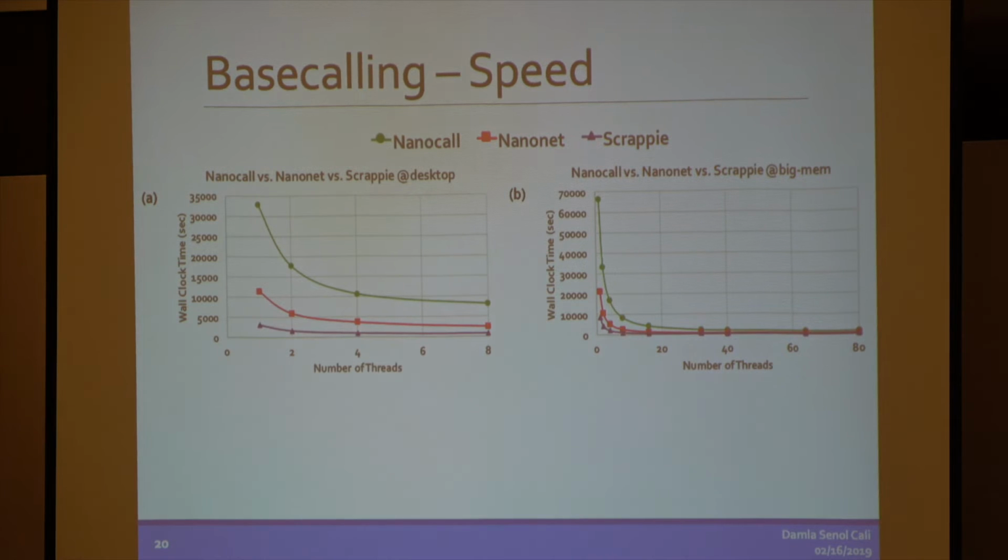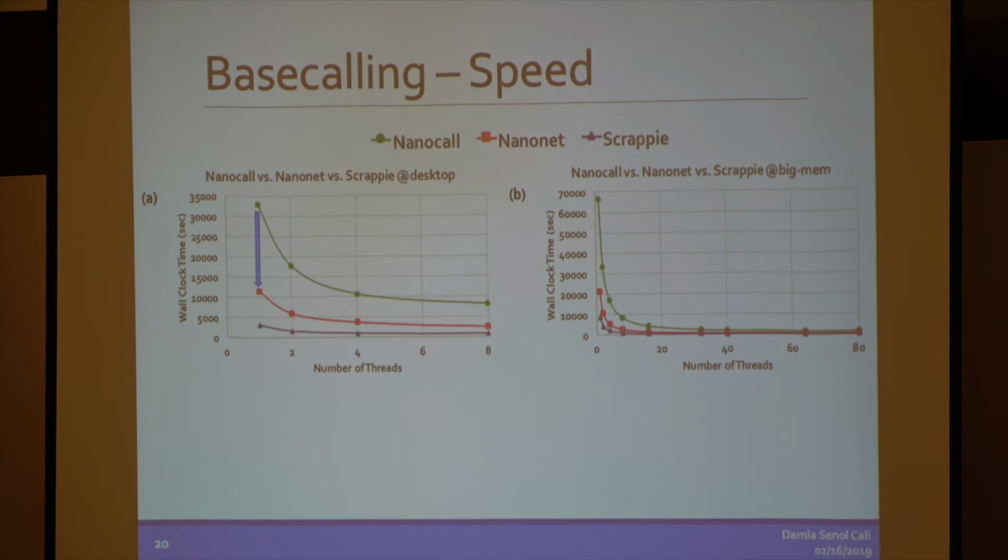And when we compare the performance of these basecallers, we could not include DeepNano in this analysis because it does not support multi-threading, and we couldn't include Metrichor because it's a cloud-based tool, and we don't have the source code for it. That's why we focused on NanoCall, NanoNet, and Scrappie for the performance analysis. In the x-axis for both of the plots, you can see the number of threads, which can reach the maximum number of logical cores for each system. And the y-axis represents the wall clock time in seconds.